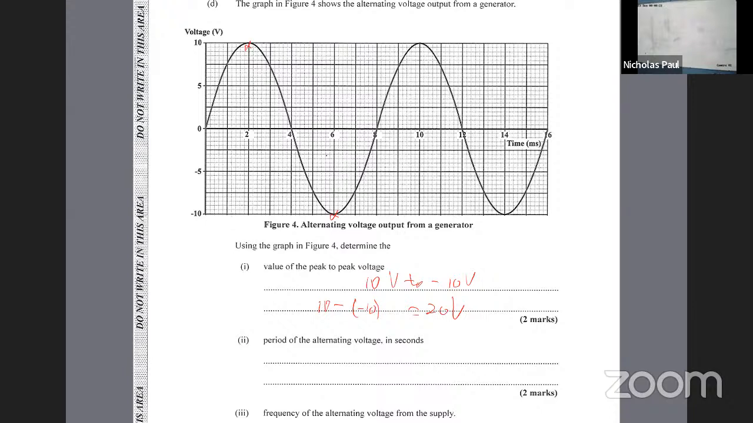You could also write it like that. What's the period? The period is 8 milliseconds, or 8 by 10 to the minus 3 seconds. What's the last part? The frequency. The frequency is 1 over the period, which is 1 over 8 by 10 to the minus 3, which is how much? 125 hertz, right? Remember to pay attention to all the SI units. Always write in the SI units.